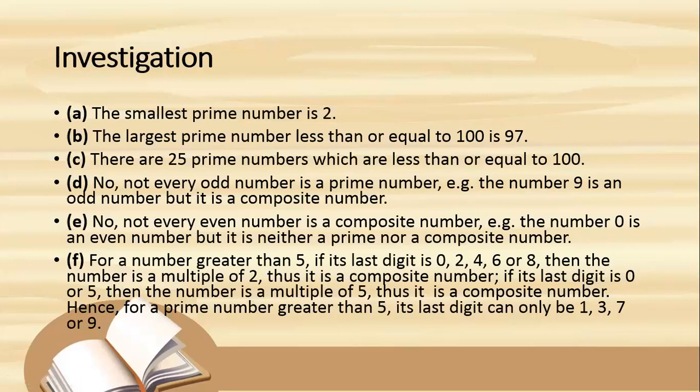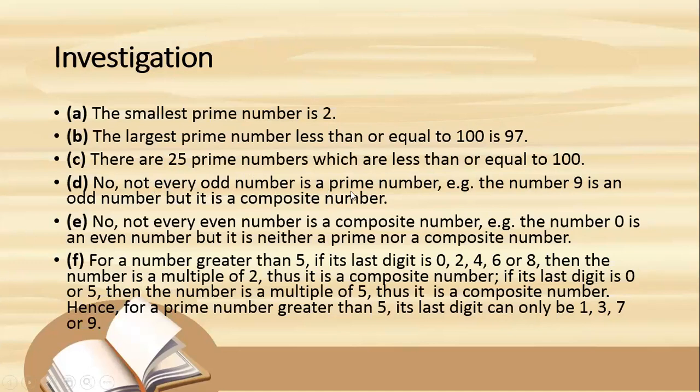98, 99, and 100, they are all composite numbers. So the biggest number under 100 that is prime is 97. There are 25 prime numbers which are less than or equal to 100. So if you want to count how many prime numbers there are from 1 to 100, there are 25 prime numbers.